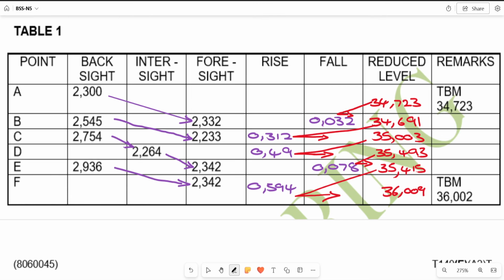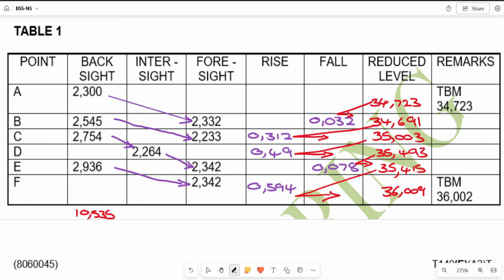Now, the next thing we do is we just add the backside. If we add our backside values, we are going to get 10.535. Right, intermediate side we don't touch. The foresight, we have to add the foresight.